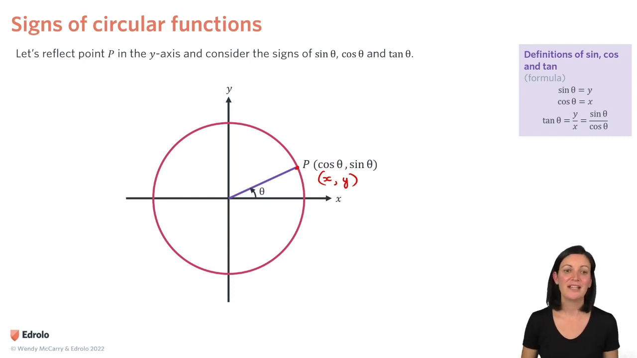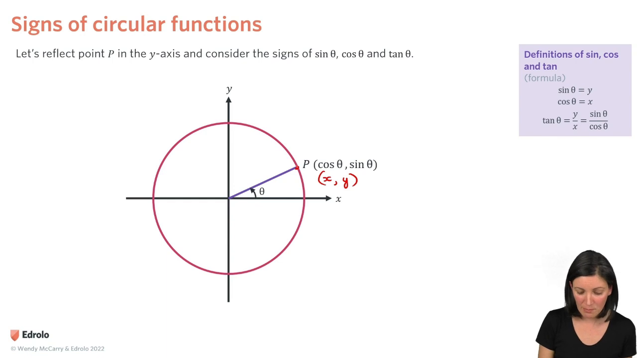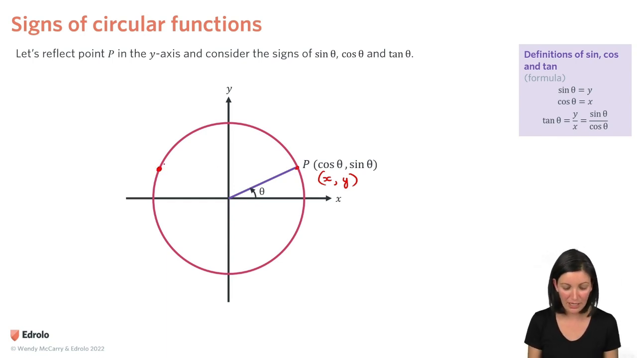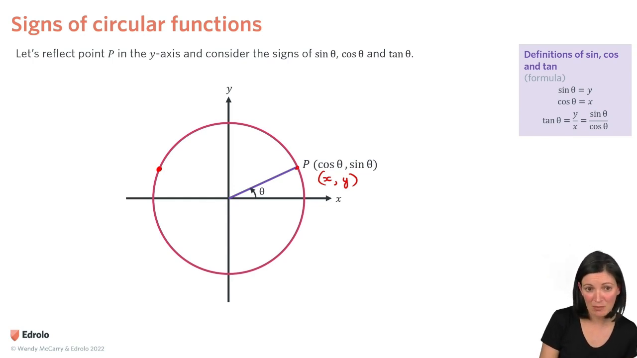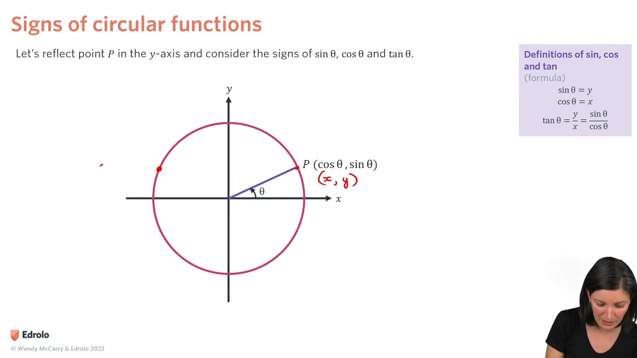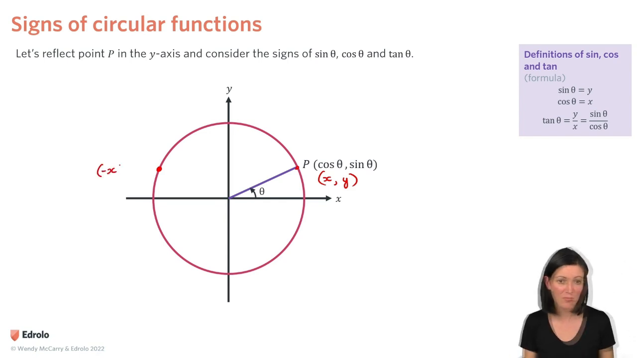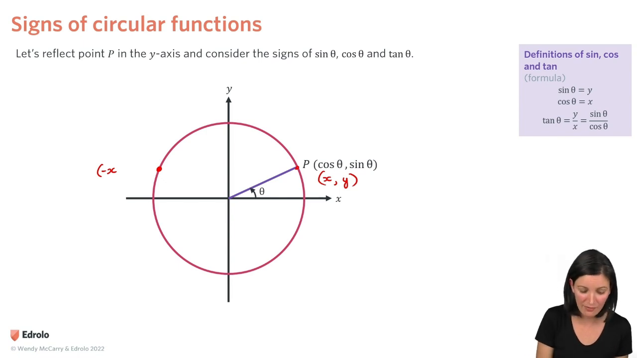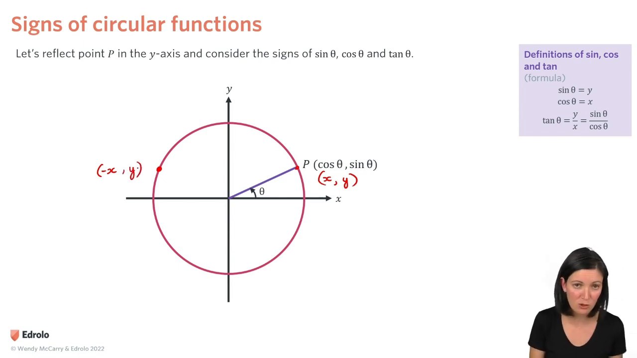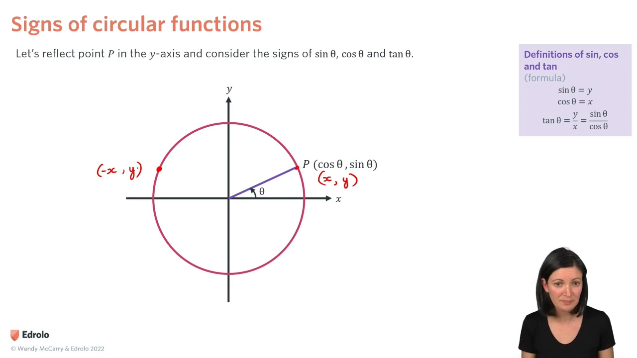All right, let's look at what happens to the signs of these trig ratios in the second quadrant. So if I take point P and I reflect it in the y-axis, I would get another point over here. This would basically be the same point, except whatever the x value was, it would be the negative. I've reflected, I'm now in the negative x-axis, but y would still be positive.